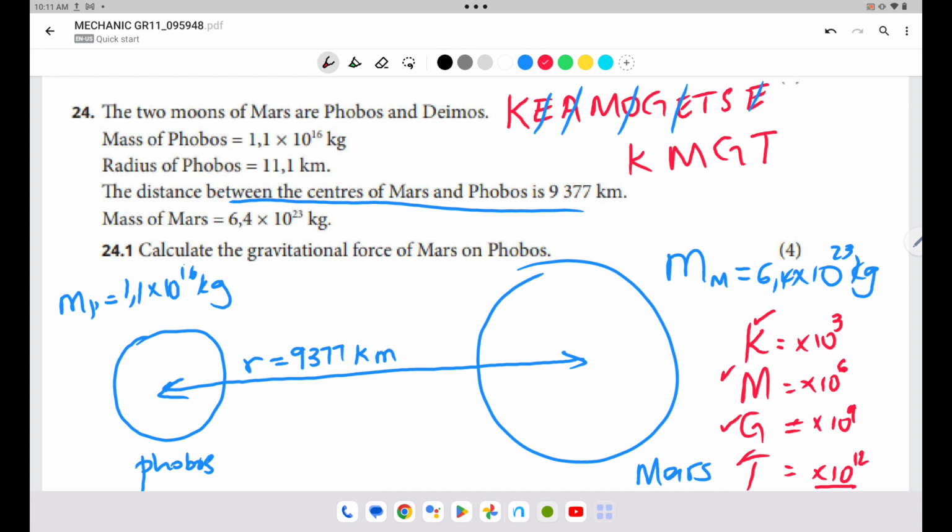So that is the conversion for larger scales. So it means that distance there is actually 9,377 times 10 to the power of 3 meters.